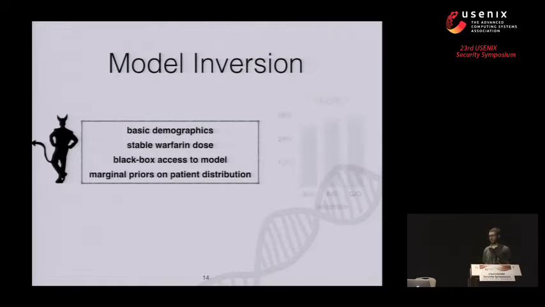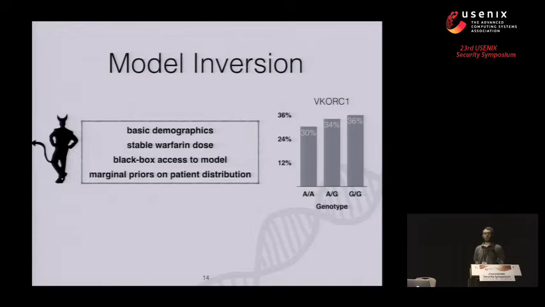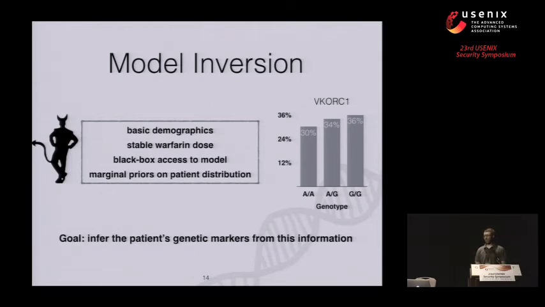And just to give you an idea of what these priors look like, this is the prior for one of the genotypes that we studied, VKORC1. It's basically just a breakdown of the probability that this variable can take different values. And so we assume the adversary has these priors for every variable in the data set, and this is reasonable because doctors or researchers commonly publish these priors alongside their models so that other researchers have an idea of what the population they studied looks like. And of course, the adversary's goal is to infer the patient's genotype from all this information that we've given them, and hopefully to do so with better accuracy than they could get just by guessing from those marginal priors, so without access to the model.